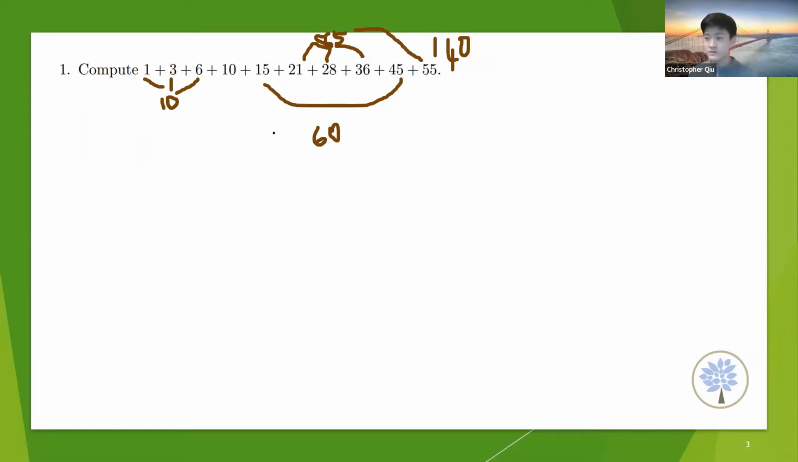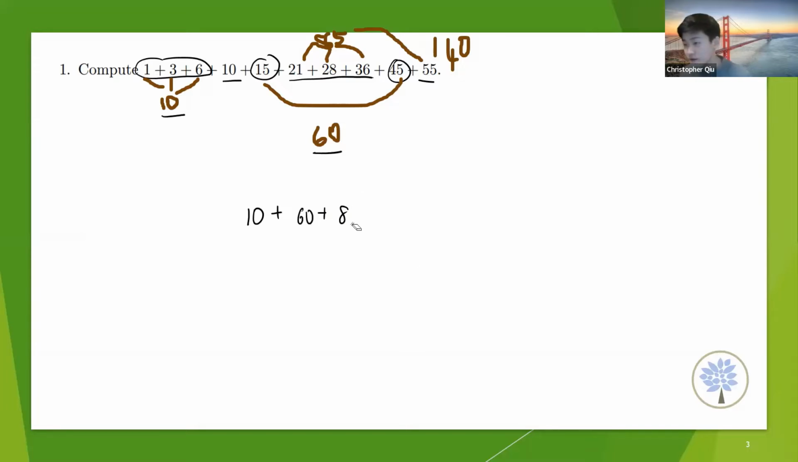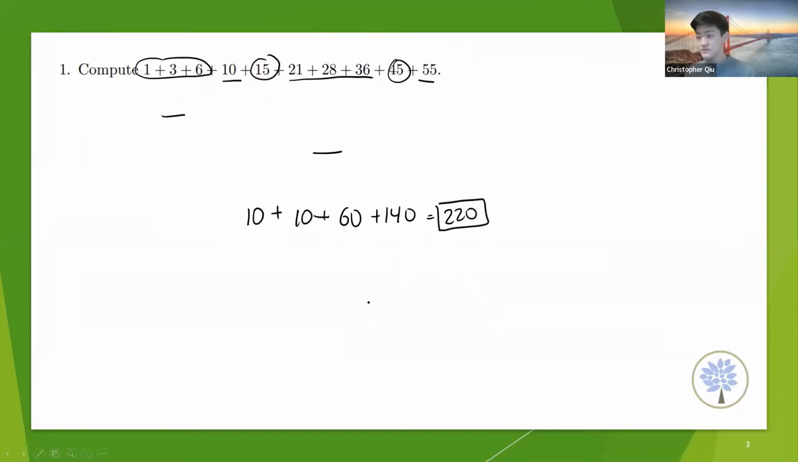Once we do all these smaller sums, we can add up the sums that we got. There's 10, which comes from these three. We have another 10. Then we have 15 and 45, which makes 60. And lastly, we have these four, which make up 140. So at the end, our sum is 10 plus 10 plus 60 plus 140. This way, we get the sum to be 220. That is one simple way to do this problem.